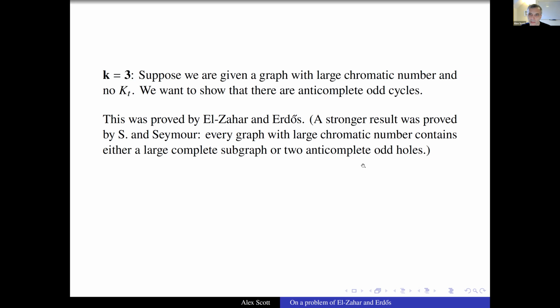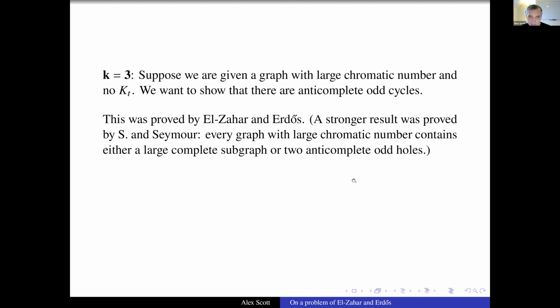I'll just note that a much stronger result was proved by me and Paul Seymour. We showed that if you have a large chromatic number, then either you have a large clique or 2 anti-complete odd holes. Actually, even showing 1 odd hole is not so easy, but we can show 2 anti-complete odd holes, and actually 2 anti-complete cycles of any length modulo whatever you want. So there's a fairly general result there.